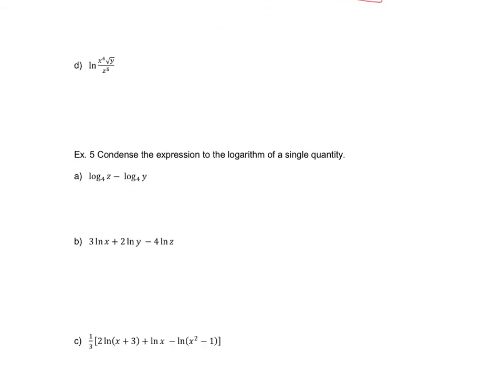Now on to part D. I've got several things here going on. So I have x to the 4th times the square root of y over z to the 5th. So I've got both multiplication and division in my problem. So first thing I'm going to do is you write anything that's multiplied on the top, you're going to separate with a plus sign. So I'm going to go ahead and separate all of these out. So I'm going to write that as ln x to the 4th plus ln square root of y.